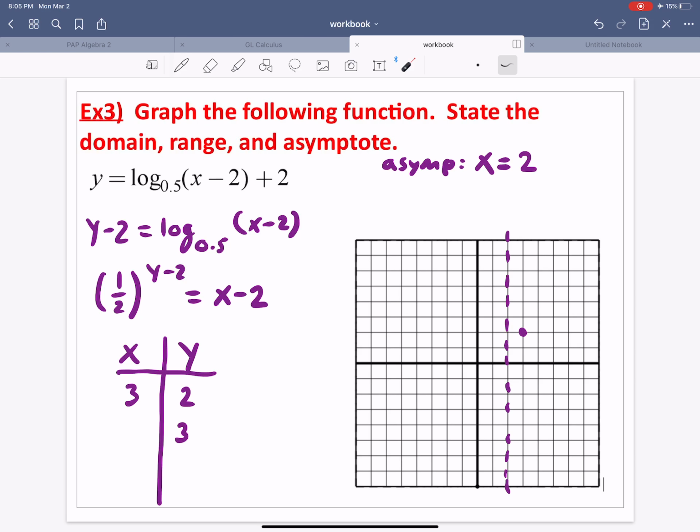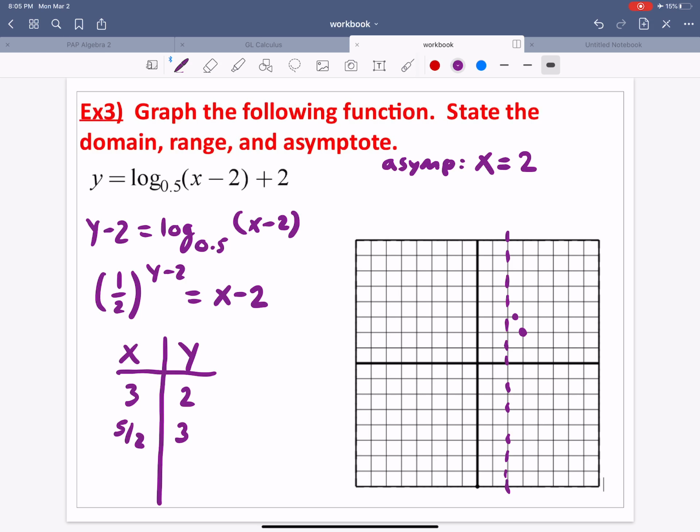So 3 minus 2 is 1. 1/2 to the first power is just 1/2. So 1/2 plus 2, I think about that as 4/2. So 1/2 plus 4/2 ends up being 5/2. Okay, 5/2. So I've got 2/2, 4/2, 5/2 is 2.5. And then I go up 1, 2, 3, and plot a point. Okay, so let's try another y value.